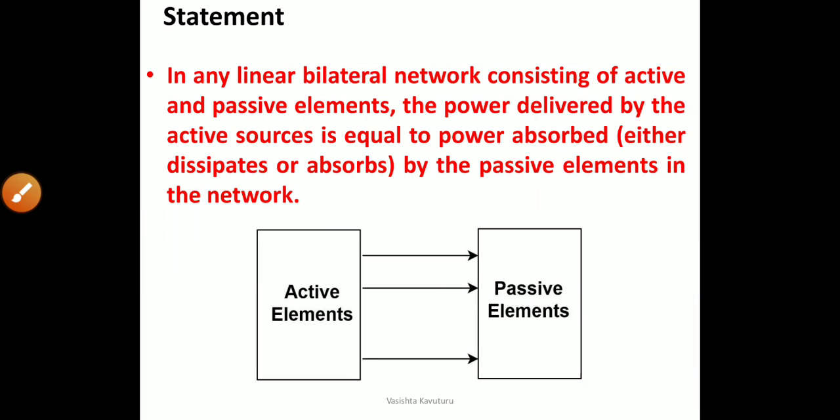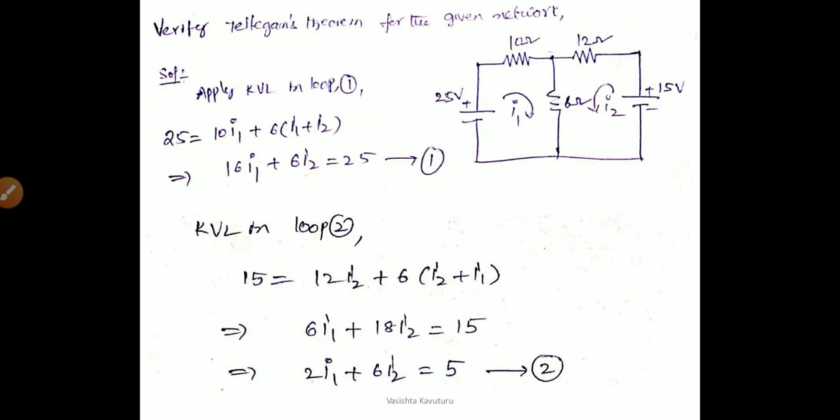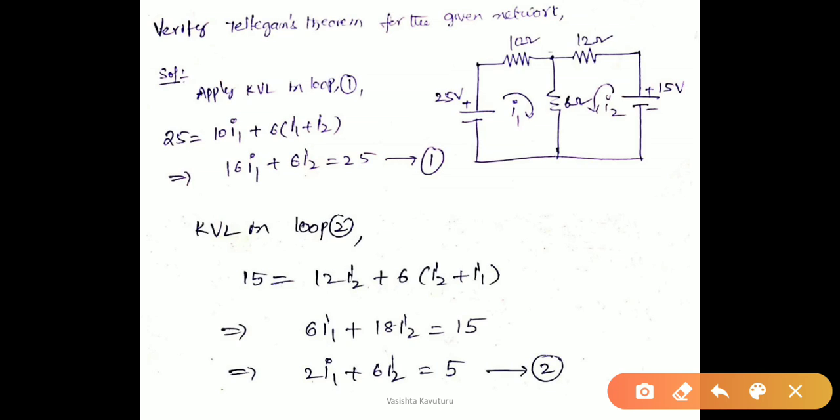So we'll see an example so that you can understand easily. The first problem is to verify Tellegen's theorem for the given network. It is a DC circuit having two sources, one a 25 volt source and the other a 15 volt source. By applying KVL in the two loops, we get the currents I1 and I2. In the 6 ohm resistance, the two currents flow in the same direction. Therefore, by adding the two currents I1 and I2, we get the current in the 6 ohms. Let that current be I3.